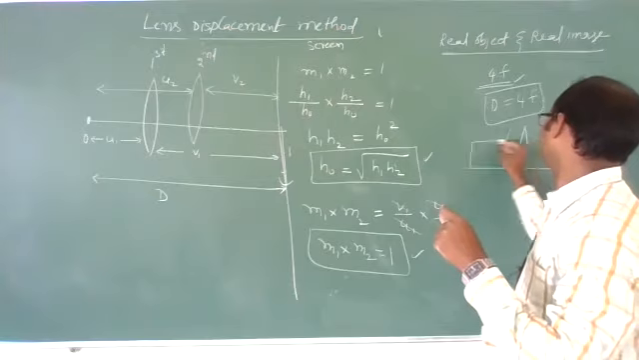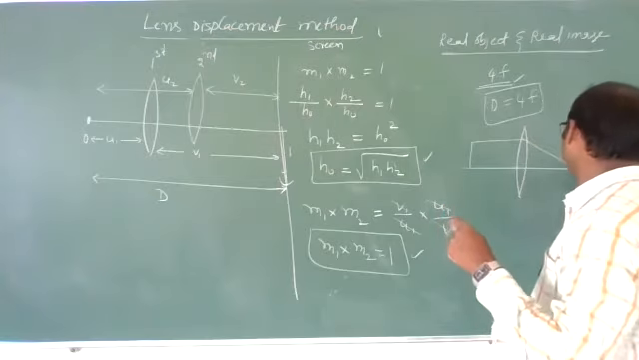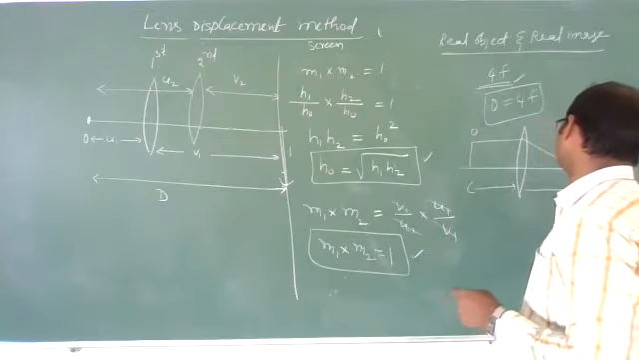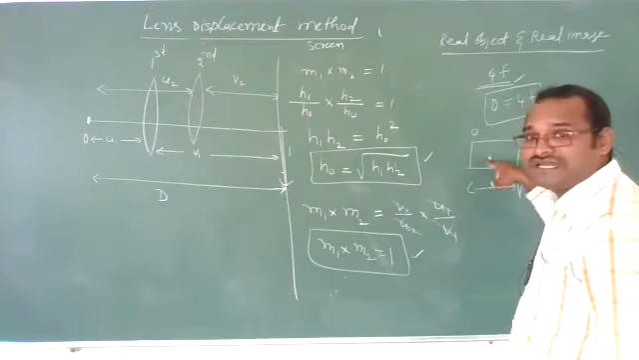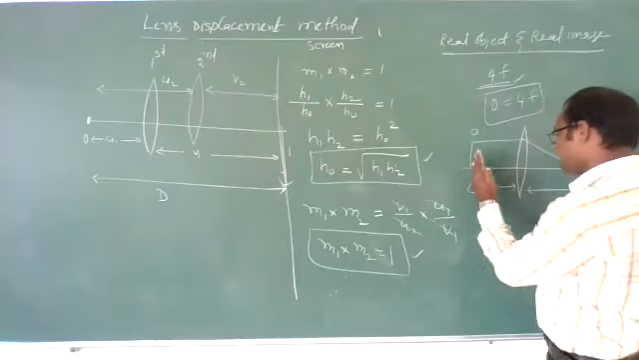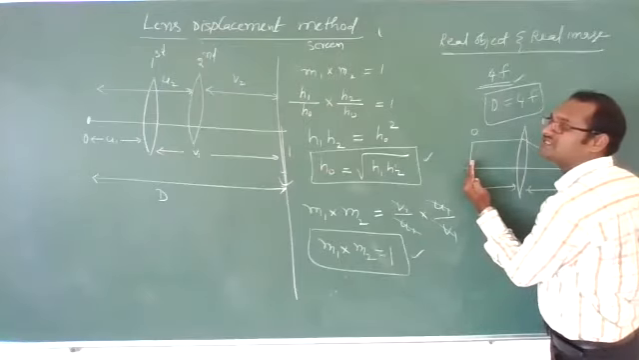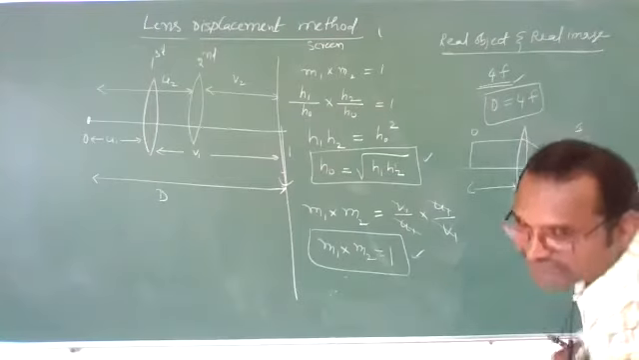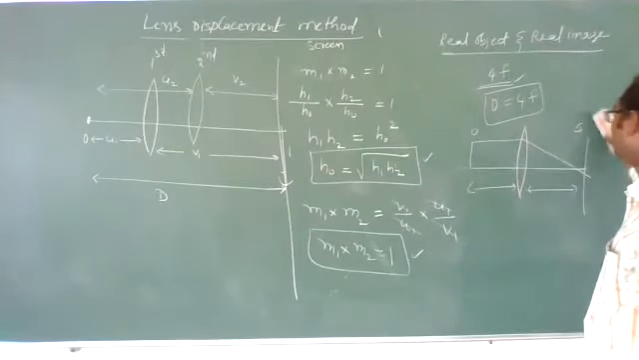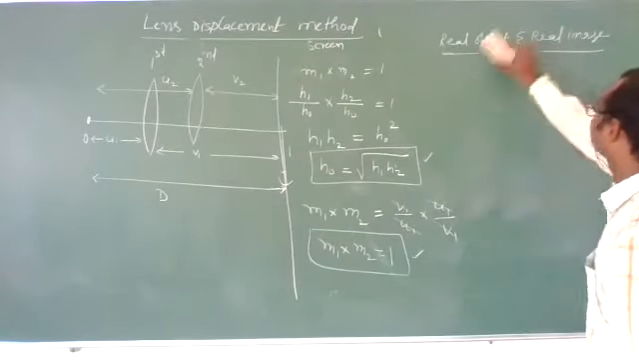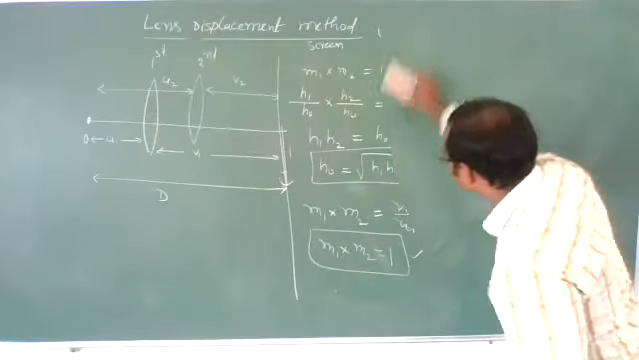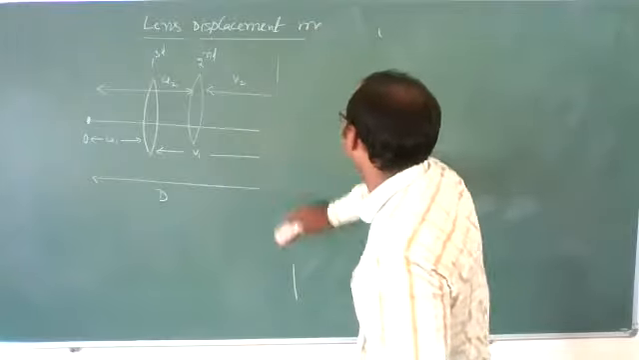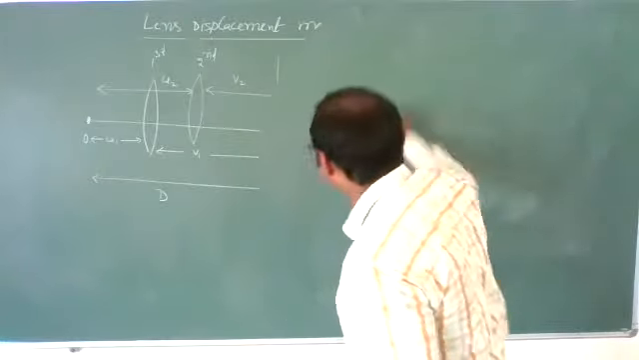Here is the object, somewhere here the image will form. This is the image, here the object. This distance plus this distance. This is the real object and this is the real image. What is the maximum distance between these two? How much? 4f. Directly remember. It will be useful for us. Directly it will save time. Okay? Remember this point also. This is about the lens displacement method. Time is 6 minutes. I hope all of you understand this point.